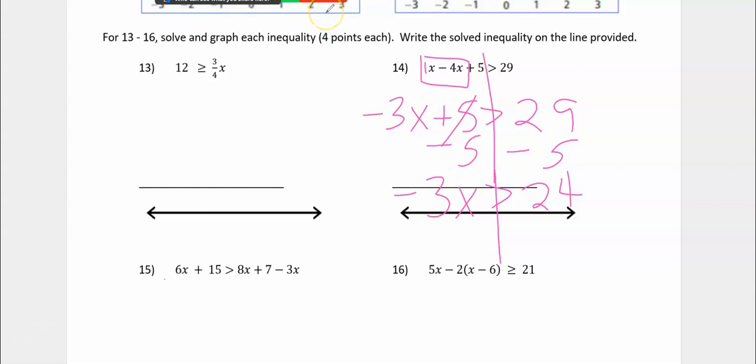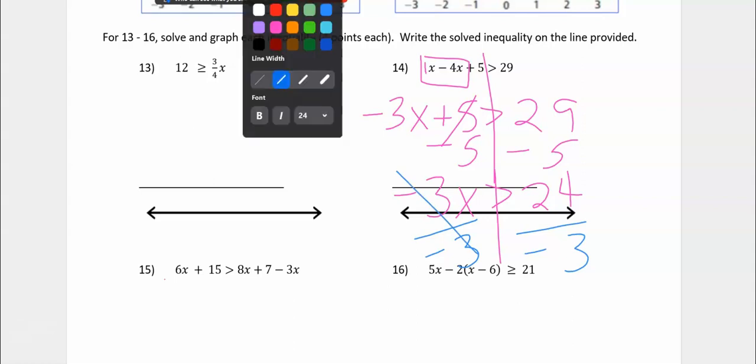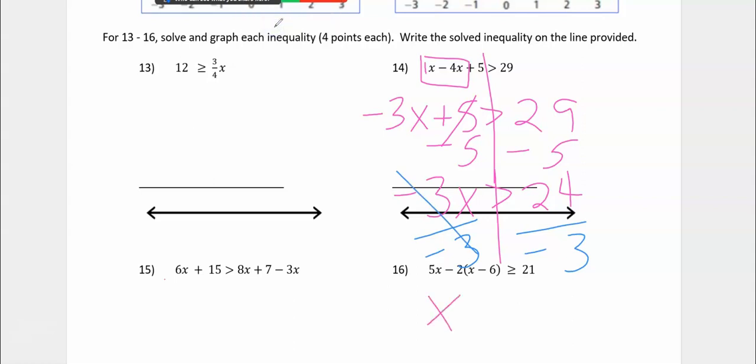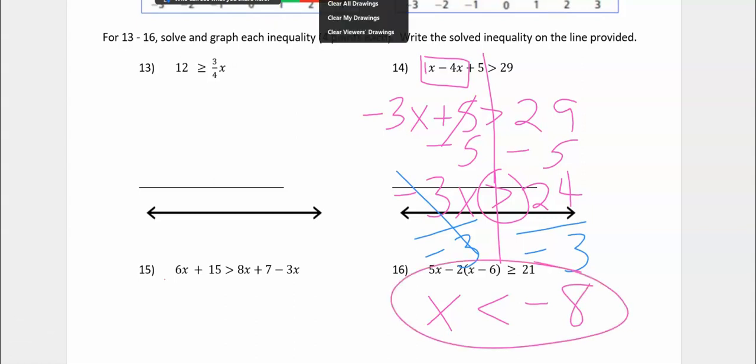When you're solving an inequality, remember, when you multiply or divide both sides by a negative, like I just did, I divided both sides by negative 3, I have to flip the sign the other direction. 24 divided by negative 3 is negative 8. So I want numbers less than negative 8.